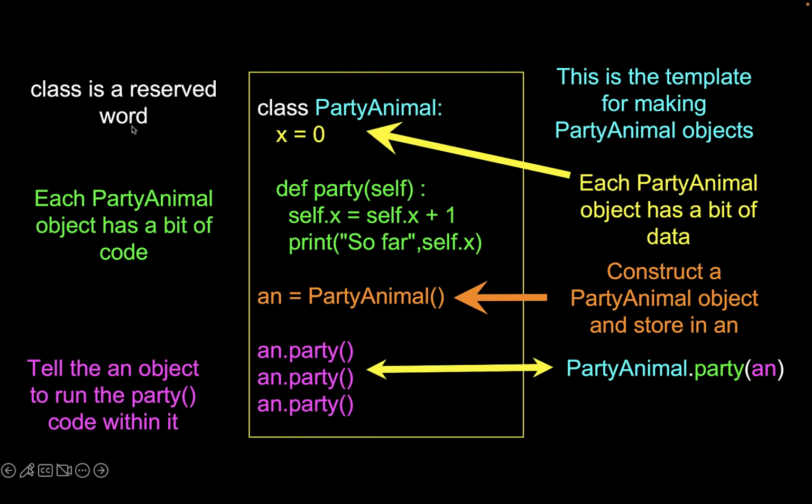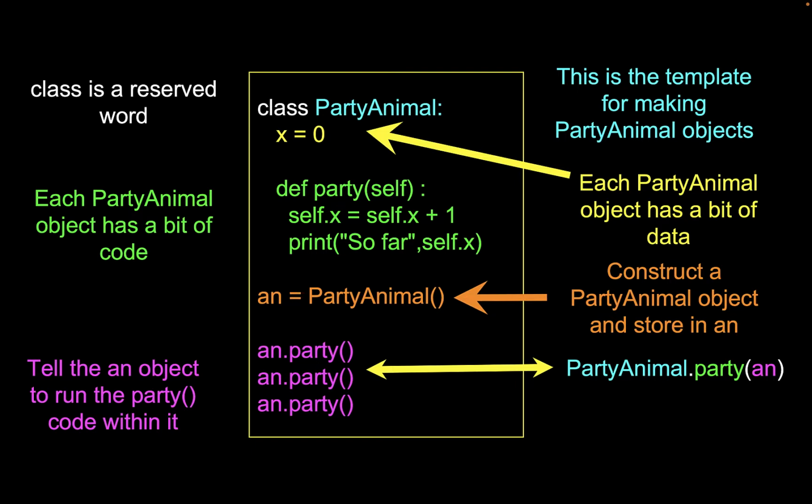Class is one of the reserved words. That means it's a Python keyword. Okay. Because it's the class for party animal, this is the template for making party animal objects. So it's kind of the cookie cutter. Okay. And the objects that we create are kind of the cookies.